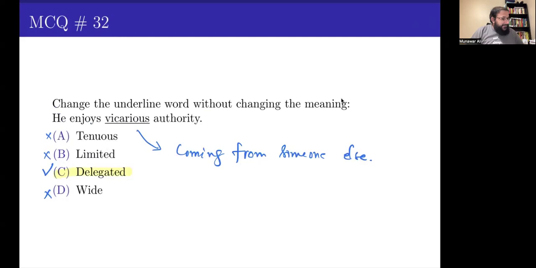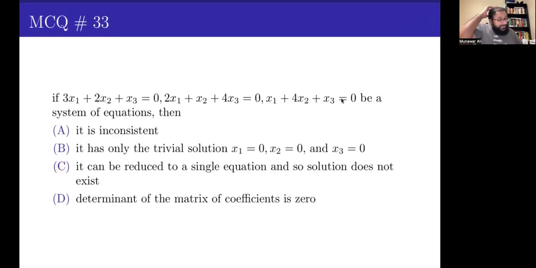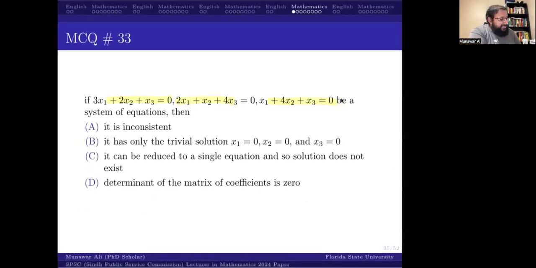So, okay, these were two MCQs from English, and now we have again MCQs from mathematics. So we have a system which is given here. You can see this is a homogeneous system because the right hand side is 0. We have to say whether the system is inconsistent, or it has a trivial solution, or maybe the solution does not exist, and these things are almost similar, and the determinant of the matrix of the coefficients is 0. So I think we should start with option D and see what happens.